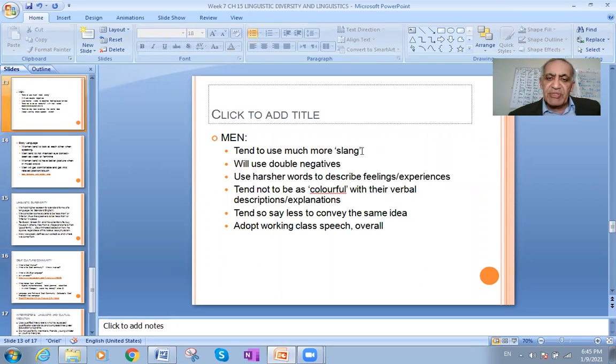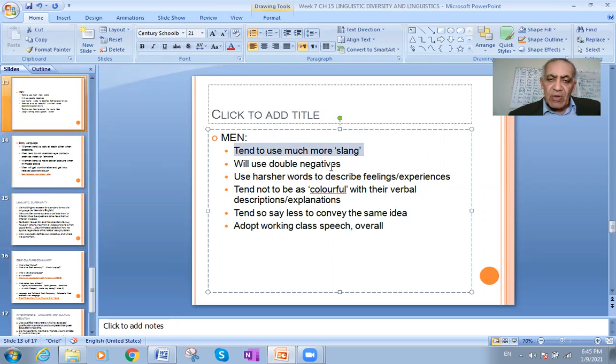Women's talk is always with passion. Men tend to use much more slang, will use double negatives, and use harsher words to describe feelings and experiences. They tend not to be as colorful with their verbal descriptions or explanations, and tend to say less to convey the same idea. They adopt working class speech overall.